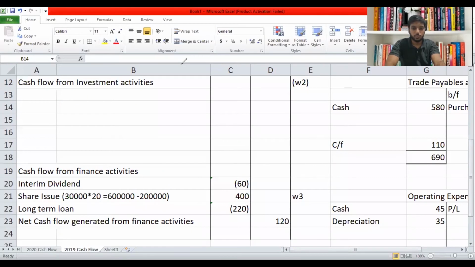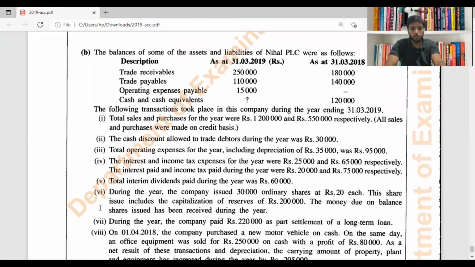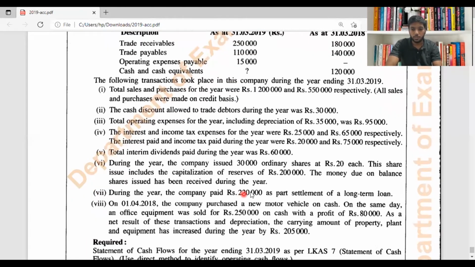Moving on to the adjustment, what do we have? On 1st April 2018, the company purchased a motor vehicle. On the same day, an office equipment was sold for 250,000 in cash with a profit of 80,000. As a net result of this transaction and depreciation, the carrying amount of property, plant, and equipment has increased during the year by 205,000. Now, this is a very tricky question. You should be very careful when you're doing this adjustment.